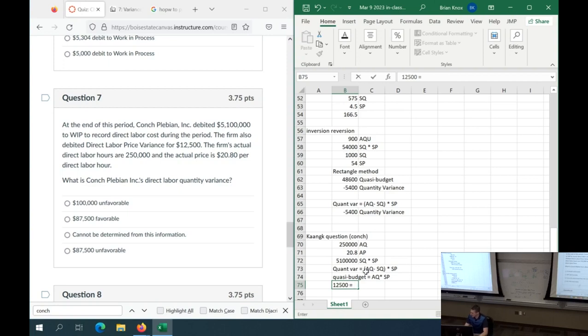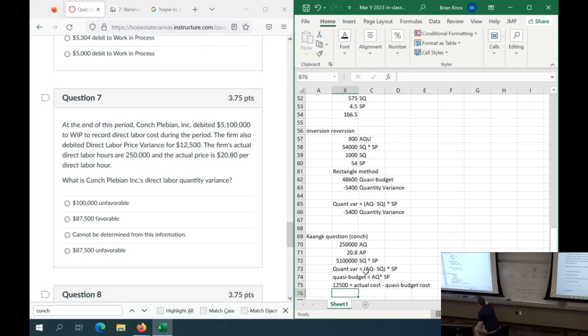We're going to focus on the rectangle method here because 12.5 is actual cost minus the quasi-budget cost. That should be a minus, a dash. It's this rectangle minus this rectangle. Well, we can calculate this. We have the two components. 250,000 times 20.8 is some number, and that's this rectangle. And we have the price variance. So this minus 1250 should get us this.